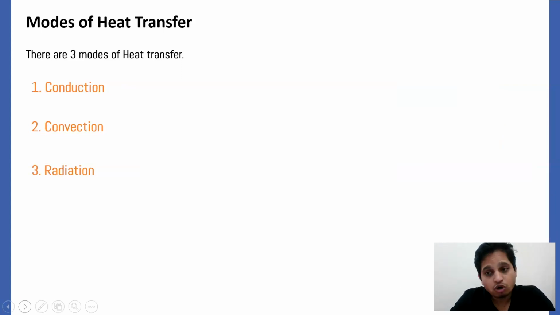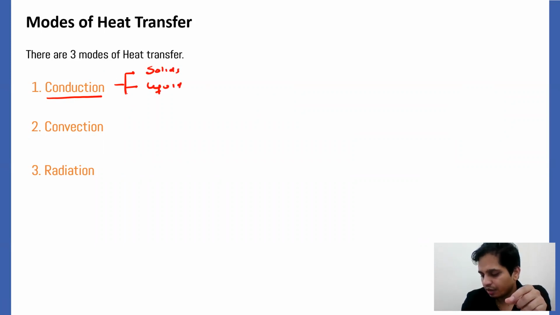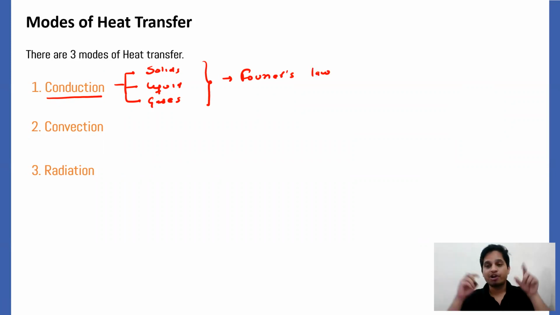Now, there are three modes of heat transfer, as we all know. First is conduction, then convection, and radiation. In this lecture, we are going to focus on conduction. First of all, the mechanism of conduction in solids, liquids, and gases: how conduction heat transfer happens in solids, liquids, and gases. And we are going to talk about the governing law, which is Fourier's law of conduction, right? Let us move on.